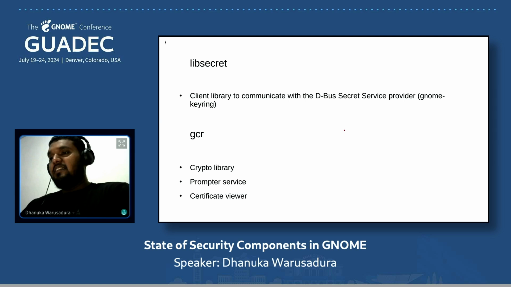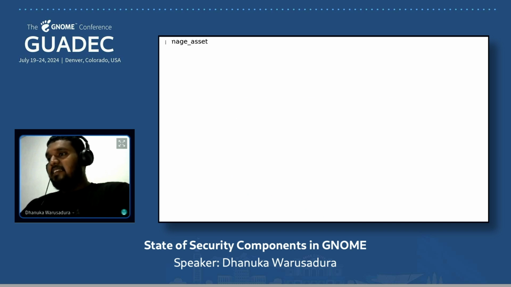Lastly, GCR is a crypto library. Also, it provides the prompter service to gnome-keyring. You may have seen this when you are creating a new keyring or unlocking a keyring in the GNOME environment. You will be shown a prompt. That prompt is coming from GCR. GCR also has a certificate viewer. Yeah. Now that's out of the way.